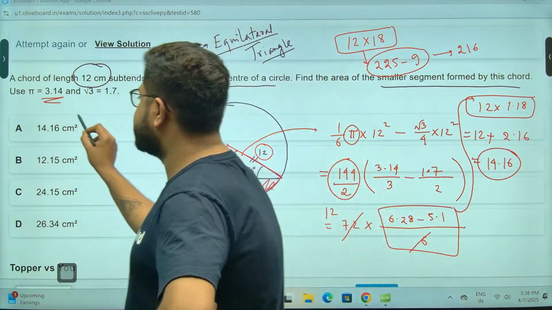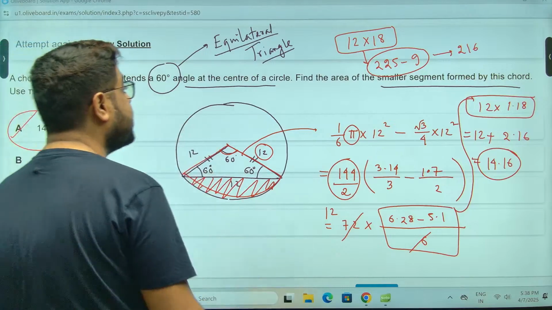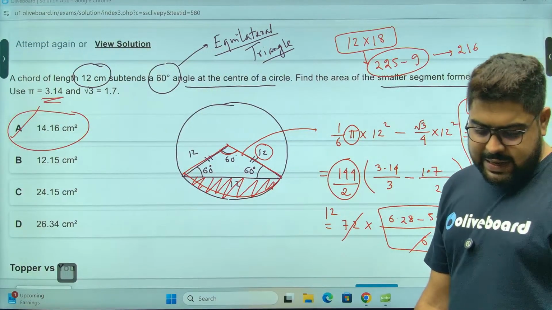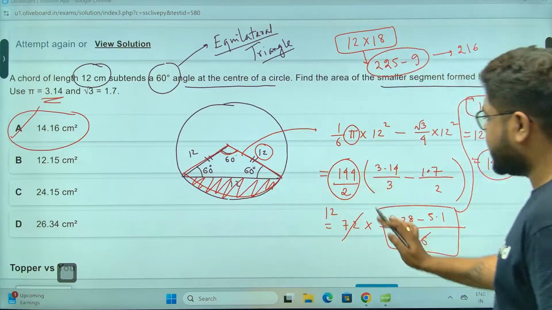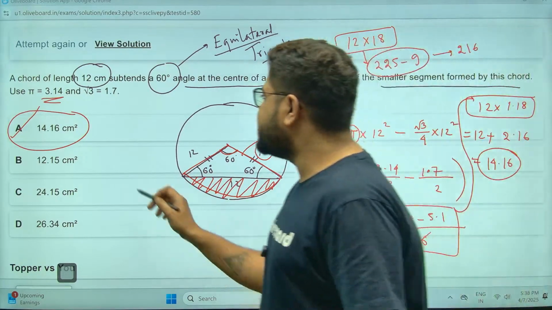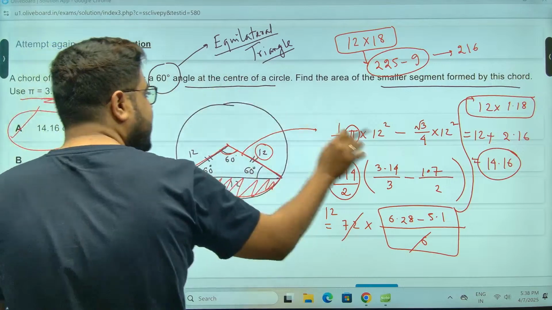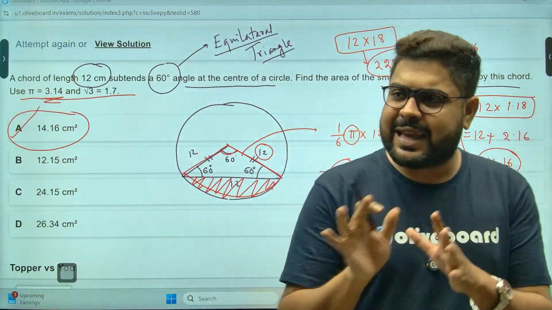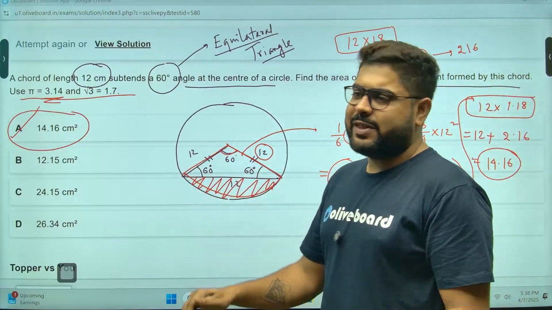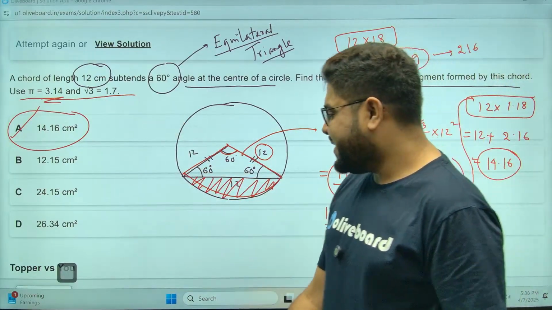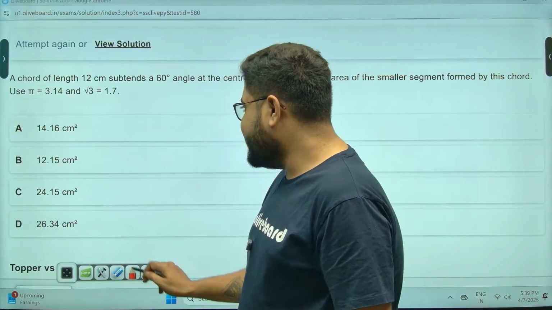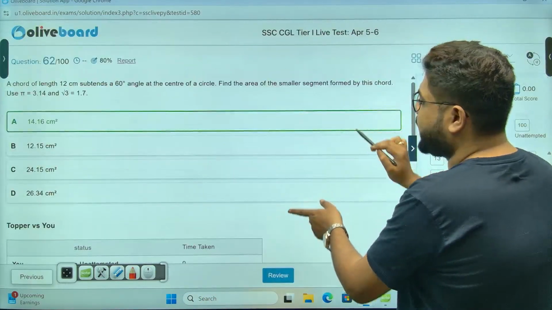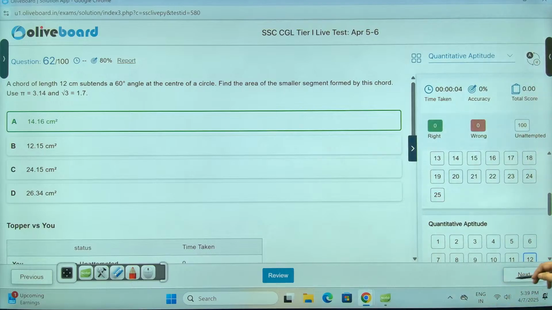Option number A, sir. Yes, a little calculative, but still. Generally in these questions, they give the answer in terms of pi only, they don't really ask you this. But okay, we kind of hit two birds with one stone. We did some calculation practice along with this.